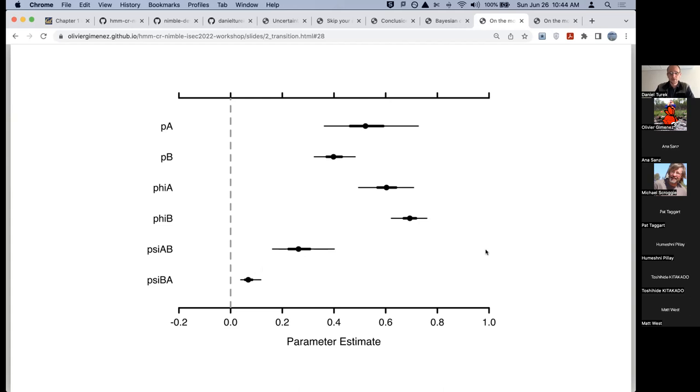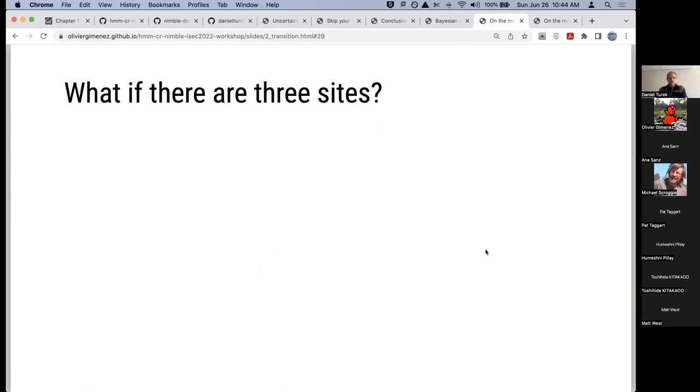So this was two sites, and the question is now, what if there are three sites? You might initially say, oh, no problem, just bump up the dimension by one, instead of two sites we have three, everything's a 4x4 matrix now, no big deal. But it's actually a little bit more complicated than that.